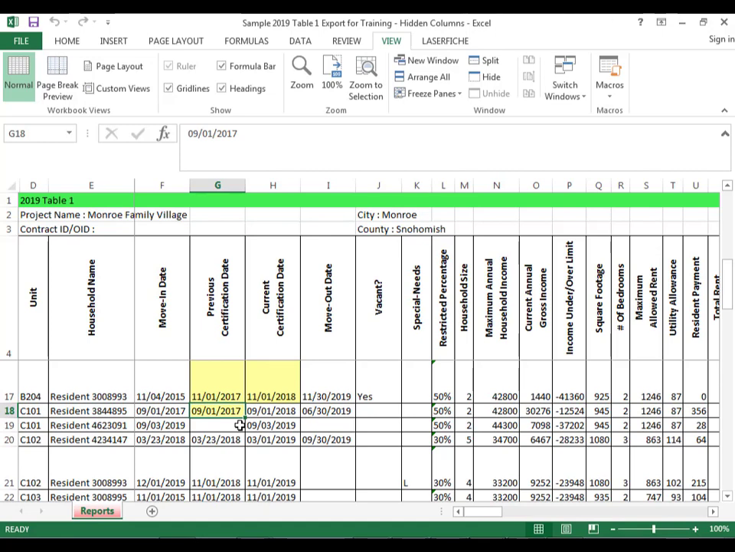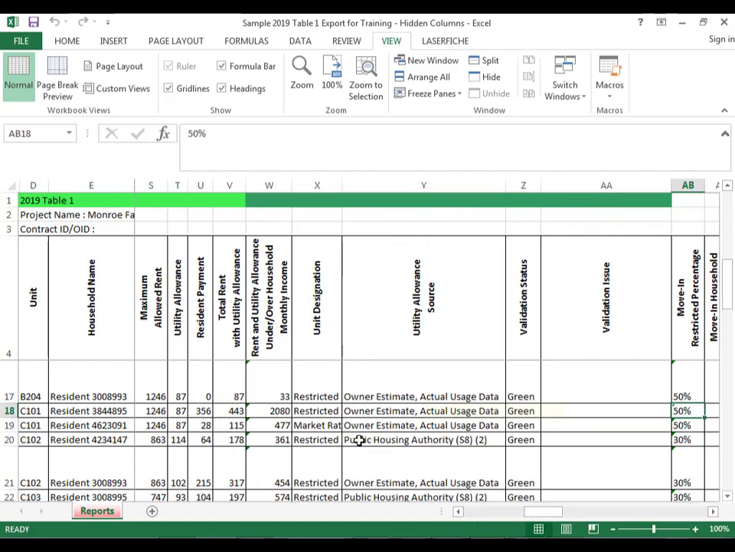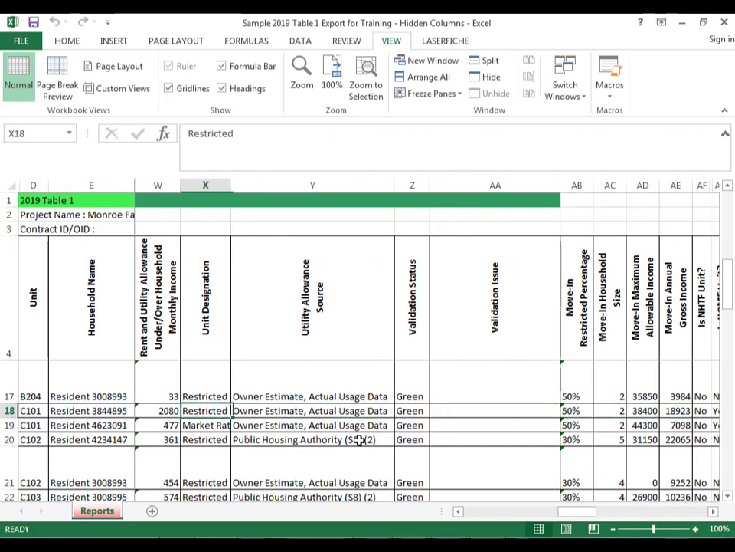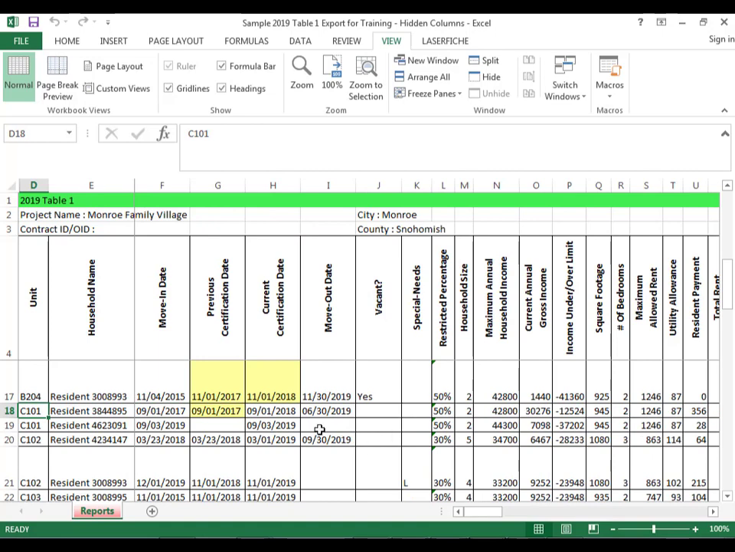The next one that I see is in the very next unit. So in C101, I had a prior resident that had a 2017 cert date and then a 2018 cert date. Notice that they moved out in 2019 prior to when their recert was actually due. And if we look for a validation, we won't see a validation, just as this is not really an issue. It's a highlight just saying, hey, there's no recert, but we look at that move-out date and say, not an issue, we can move on.